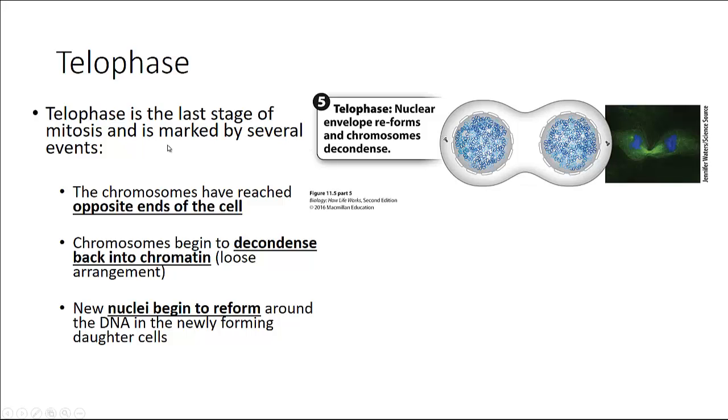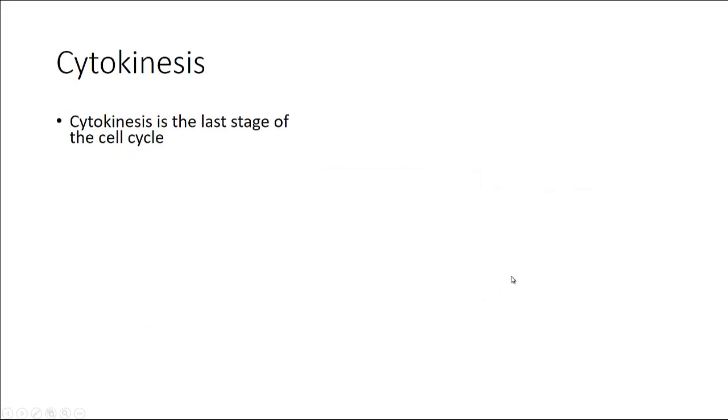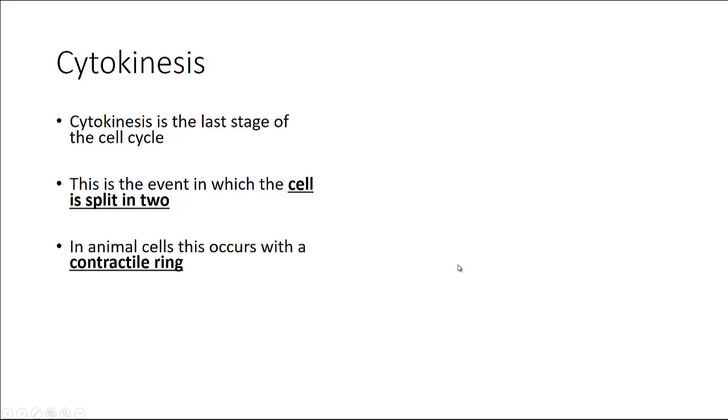So to recap telophase, the chromosomes have reached each side of the cell. The chromosomes begin to decondense back into a loose form, and the nucleus begins to reform around each side of these newly forming daughter cells. The last stage is cytokinesis, which stands for a division of the cytoplasm, and it's basically when the cell actually splits. So it's the last stage. The cell will split in two, and it's a little bit different depending on the types of cells.